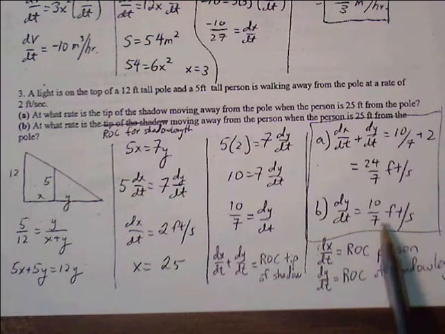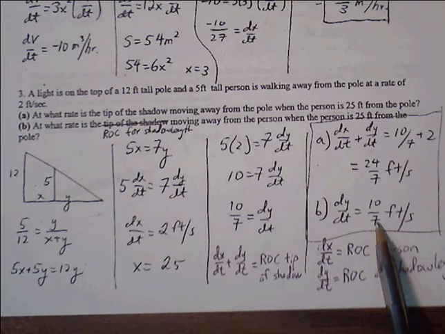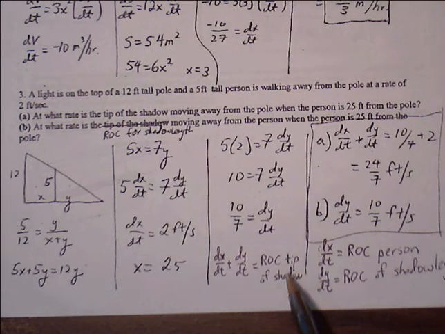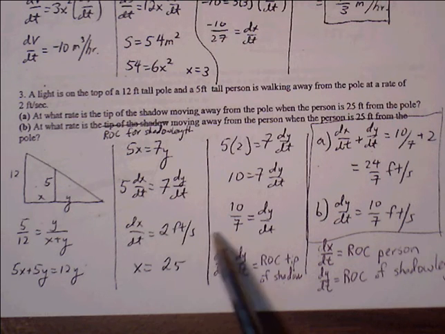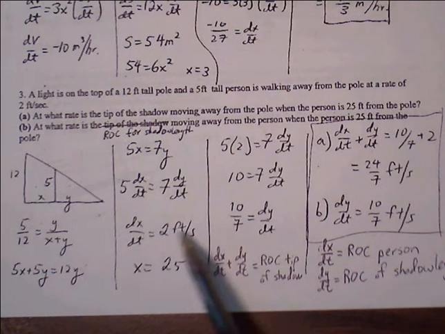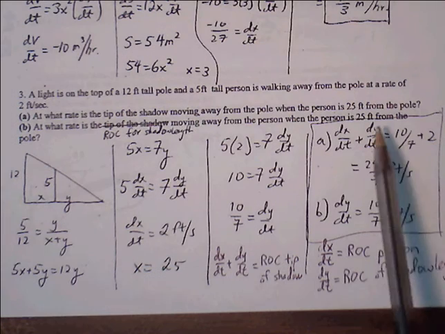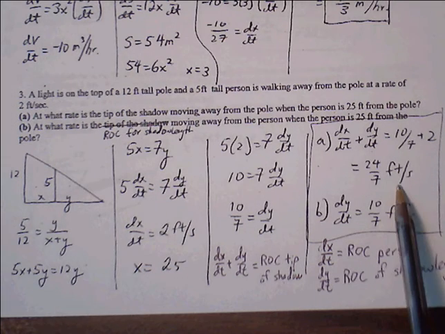So the length of the shadow is changing at 10 over 7 feet per second, and therefore for the rate of change of the tip of the shadow, we're going to add the two rates together, dx/dt, which is 2, and dy/dt, which is 10 over 7. We add these together, 2 plus 10 over 7. It will be 24 over 7 feet per second.